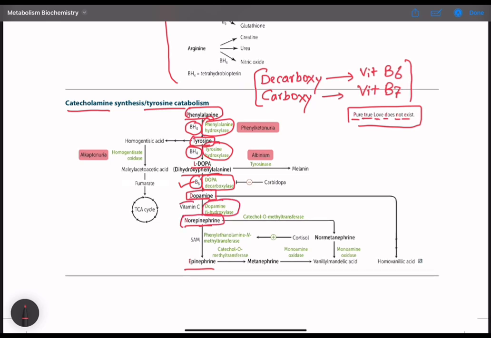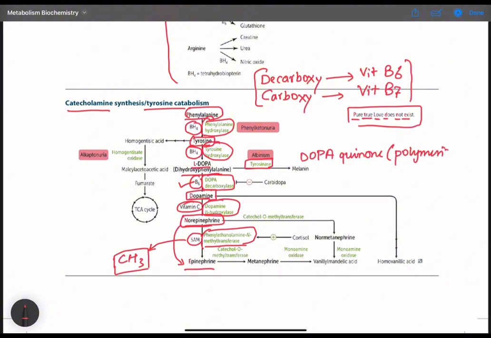And the cofactor required for this reaction is vitamin C, which is an unusual place for vitamin C to act as a cofactor. And at last, norepinephrine is converted into epinephrine by the enzyme phenylethanolamine N-methyltransferase, and the cofactor required for this reaction is S-adenosyl methionine, which is the donor of methyl groups. Also, L-dopa, by using the enzyme tyrosinase, is converted into dopaquinone, and this dopaquinone polymerizes to form melanin, the pigment of our body.